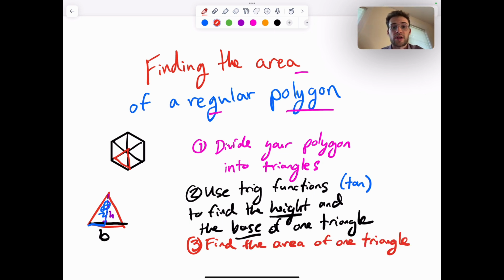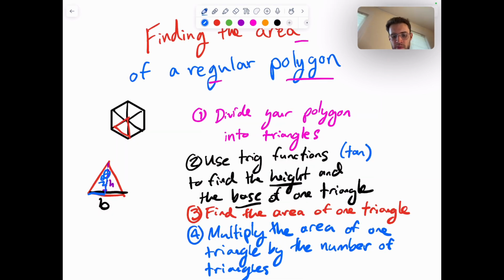Again, they're all going to be congruent triangles. So if you know the area of one, then you know the area of each of them. And then you multiply that by the number of triangles, which is also the number of sides in the polygon.